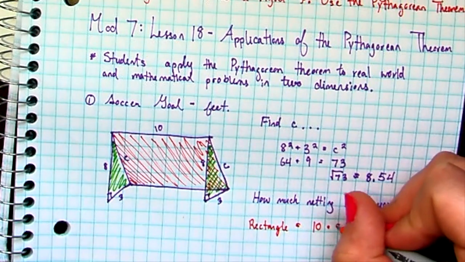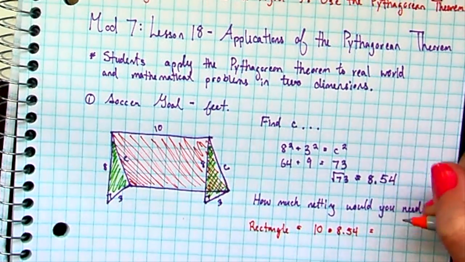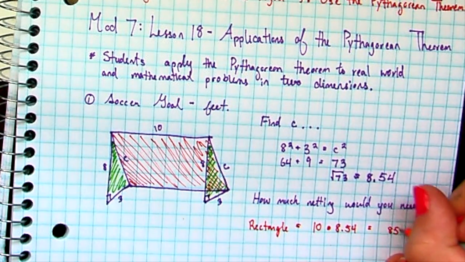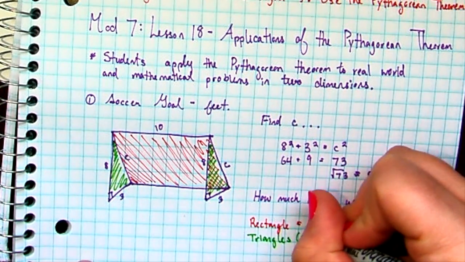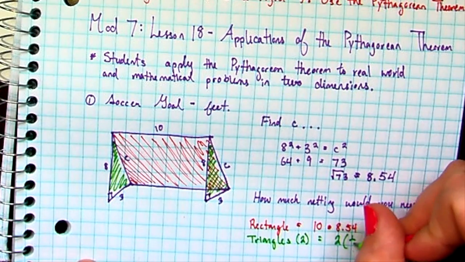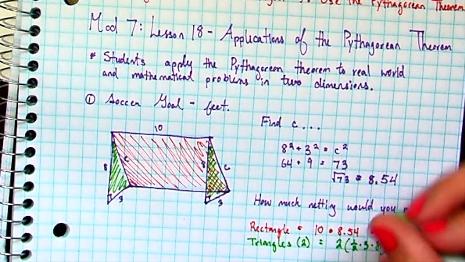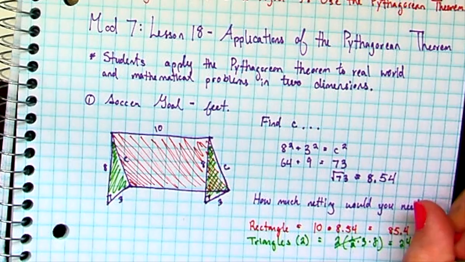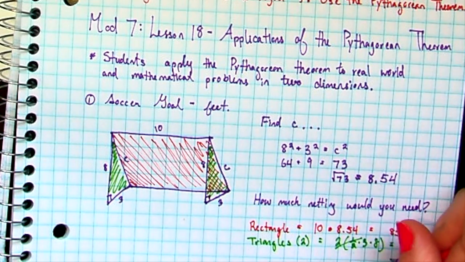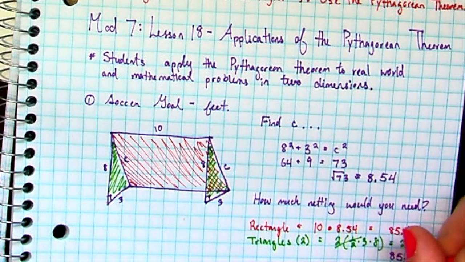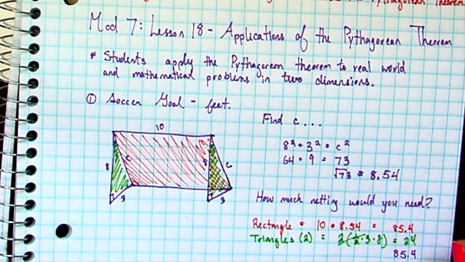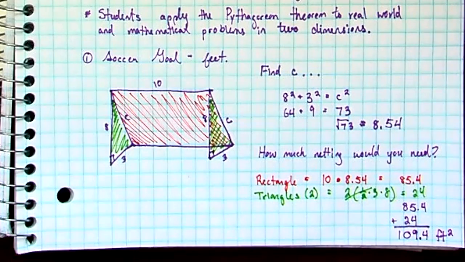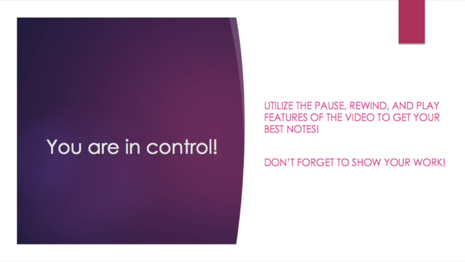The rectangle has an area of 10 by 8.54, which is that side C we solved for, which gives me about 85.4 square feet. The triangles, even though there's 2 of them, they have an area of 2 times my triangle area formula, 1/2 base times height, which is 1/2 times 3 times 8. I add up the areas of the parts that I found, and I get a total area for that net of 109.4 feet squared.